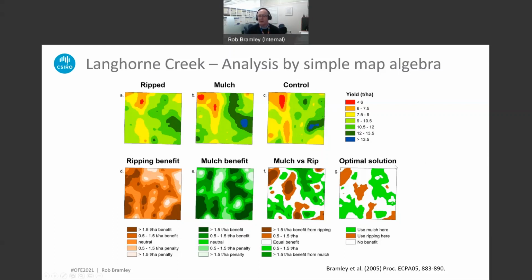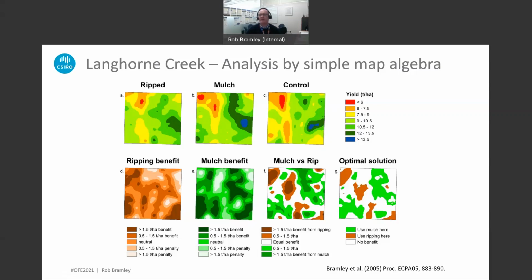Now, the vineyard manager thought that this was great. He liked this experiment. He could wander around the vineyard and see the treatment effects for himself, and he liked this optimal solution that we came up with at the end. But it would be fair to say that the statisticians were horrified. They thought that this was an experiment that lacked rigor, and they really didn't want to have much to do with it.